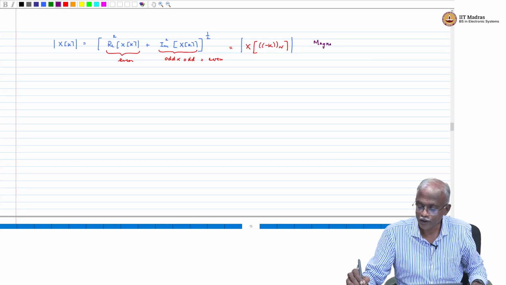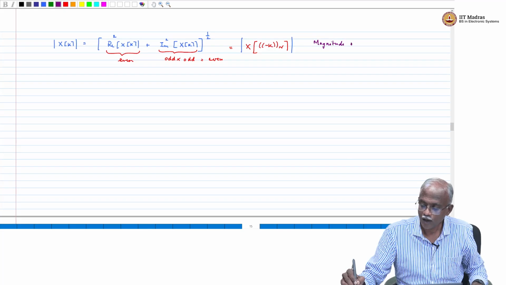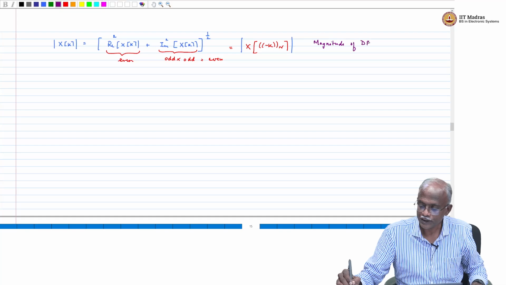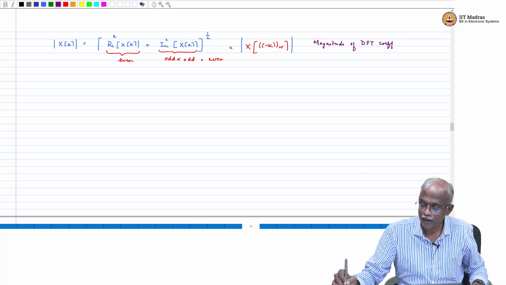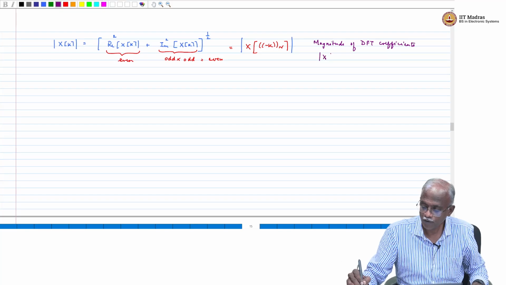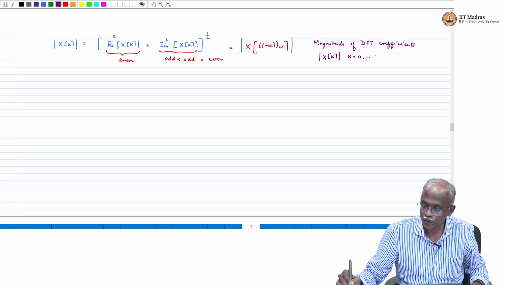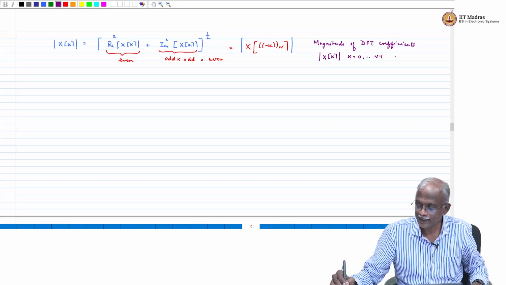The magnitude of the DFT coefficients, which is the modulus of X of k, for k equal to 0 through N minus 1, is an even function of k.